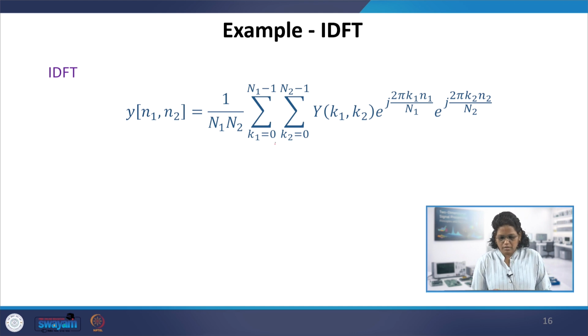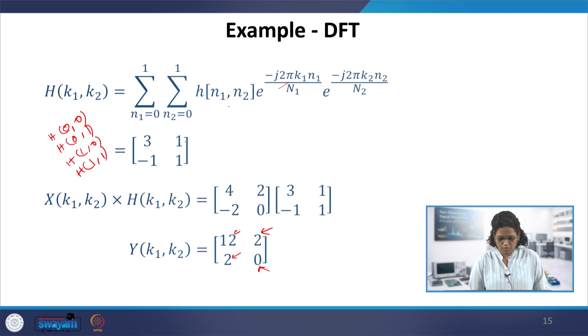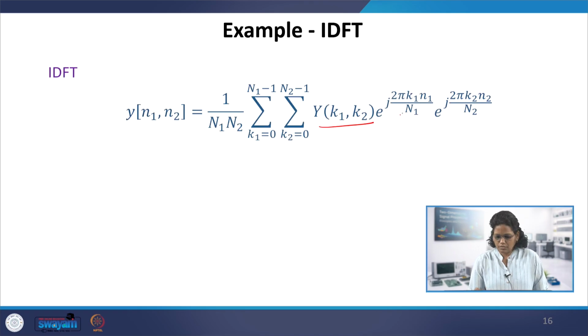So from the IDFT, y of n1 comma n2 is obtained from the coefficients Y of k1 comma k2 that we have got here. Okay, we use this and find the inverse DFT now. So e power j 2 pi k1 n1 plus k2 n2, this is the synthesis equation, and the scaling factor can be noted.